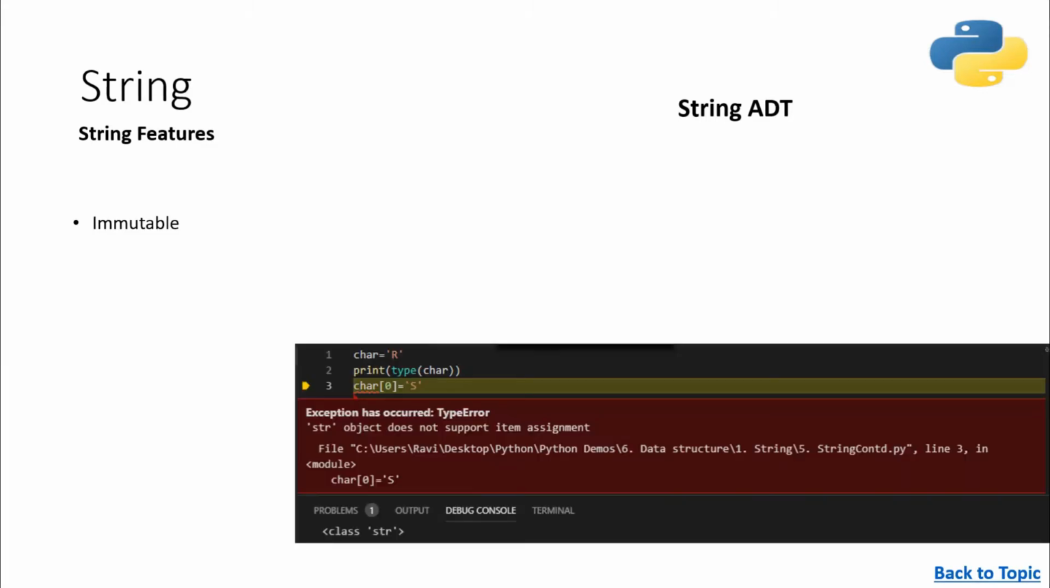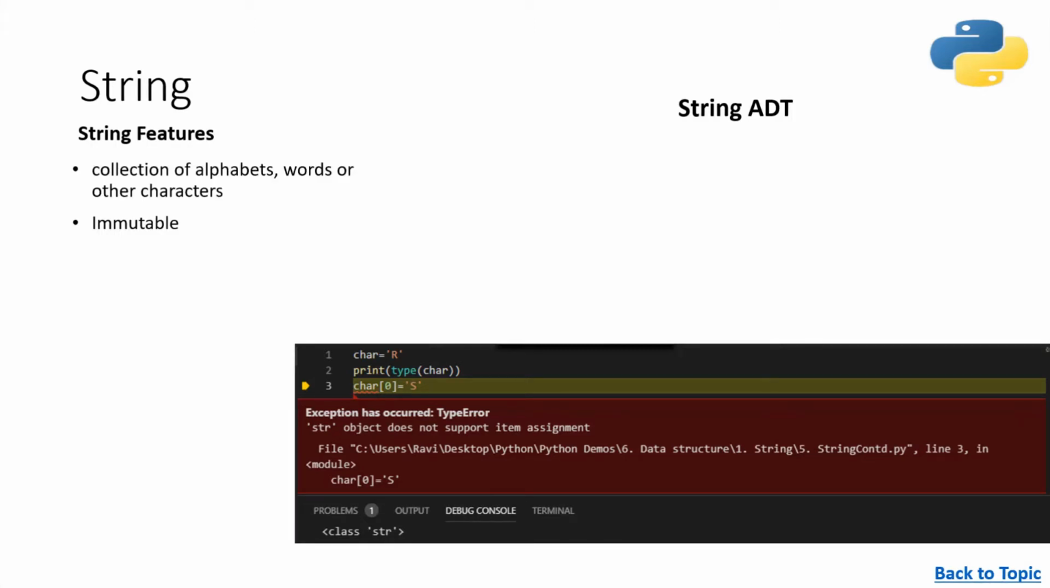It means if you have created a string, then you can't change its value afterwards. And if you try to change its value, you will get an exception saying 'str object does not support item assignment'. I have already created a video, please check that out.